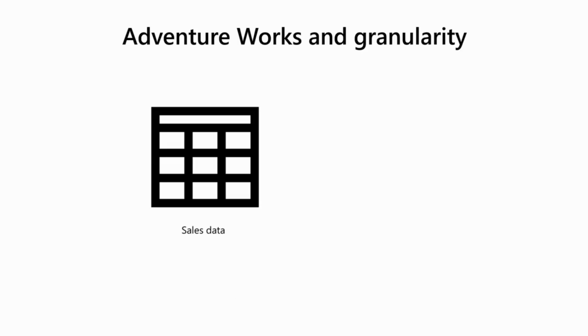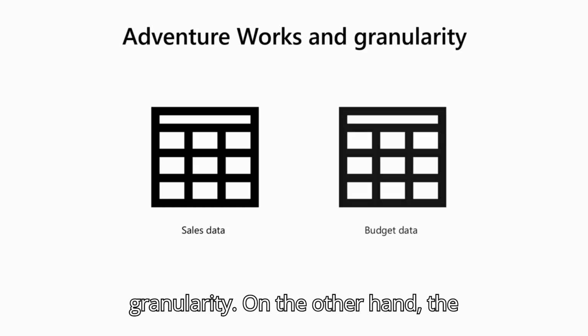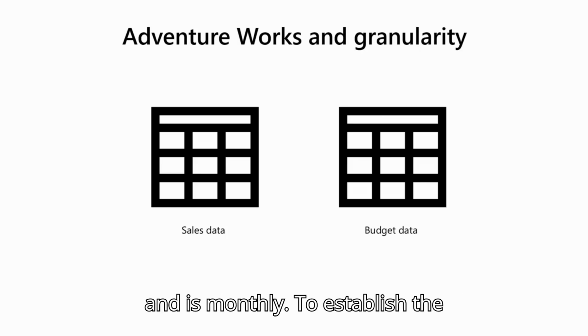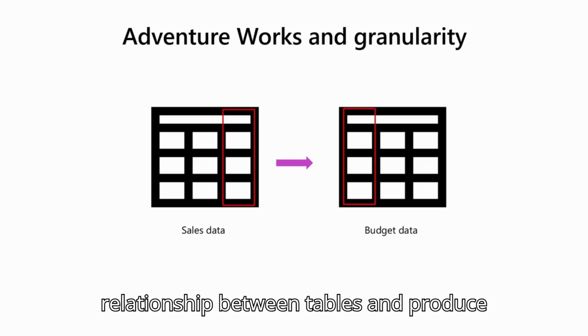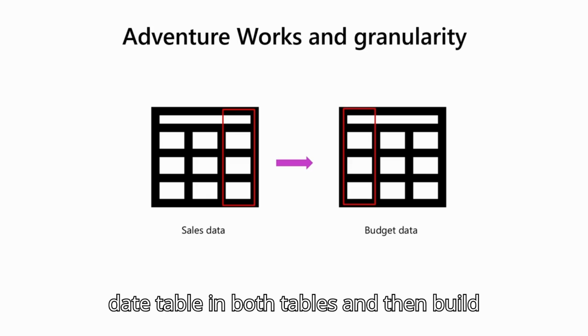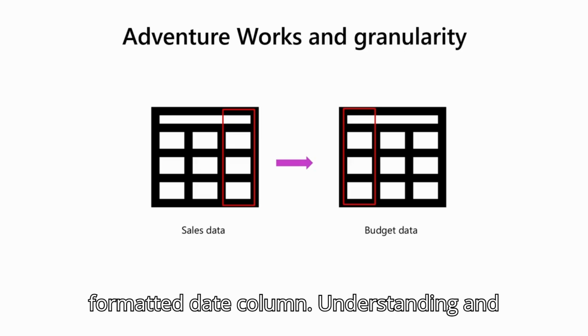The sales data is in the sales table and has daily level granularity. On the other hand, the budget data is stored in the budget table and is monthly. To establish the relationship between tables and produce accurate results, you need to format the date table in both tables, and then build a relationship based on a commonly formatted date column.